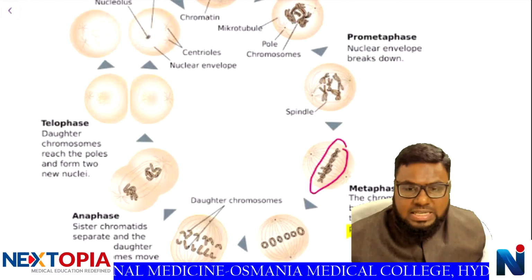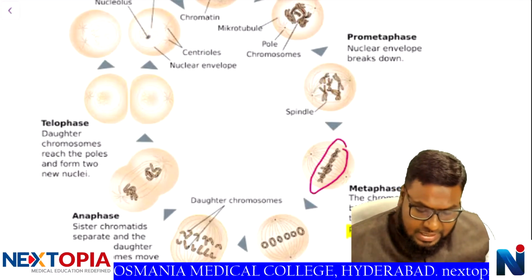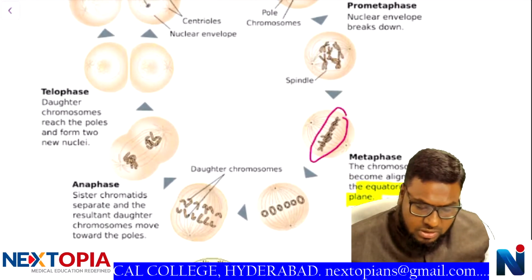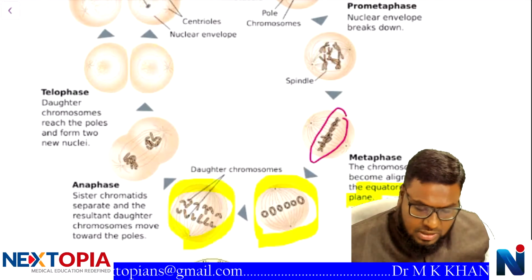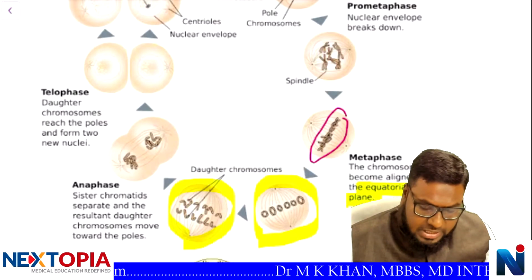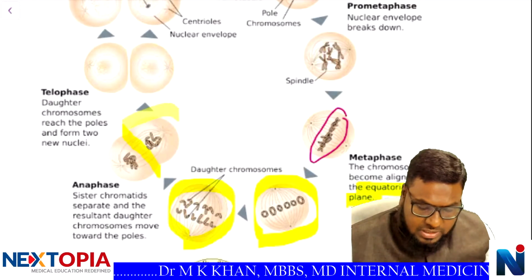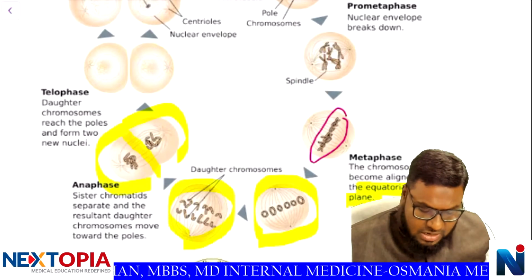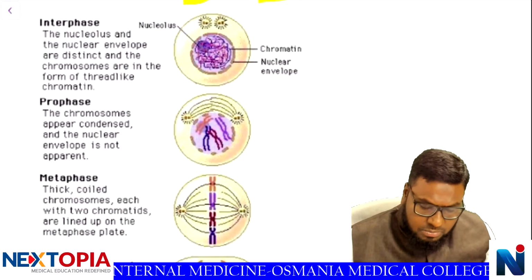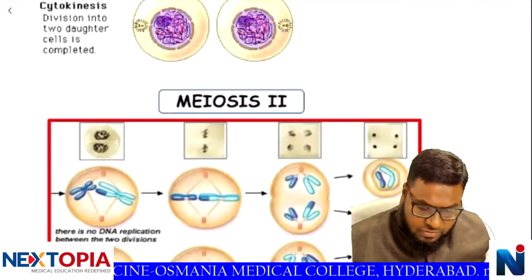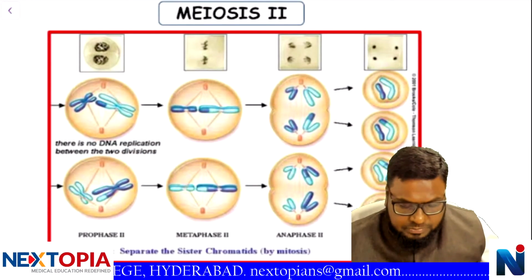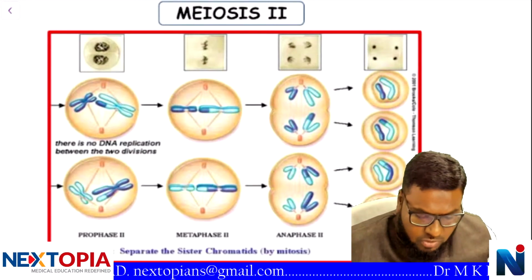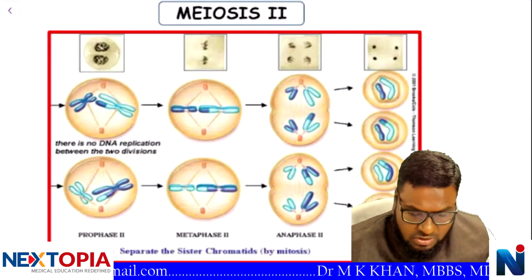The chromosomes, not cells, are getting aligned like that. Then after that we have anaphase where division occurs, and daughter chromosomes are formed. Then the daughter chromosomes get separated in telophase, and two separate cells are formed. This is all about prophase, metaphase, anaphase and telophase. If you see, meiosis is the same as mitosis. In meiosis we have prophase 2, metaphase 2, anaphase 2, telophase 2.